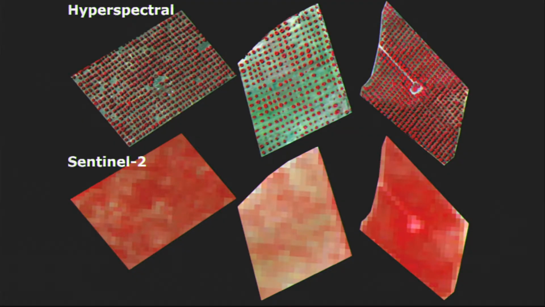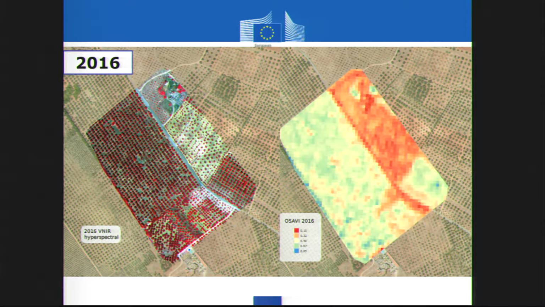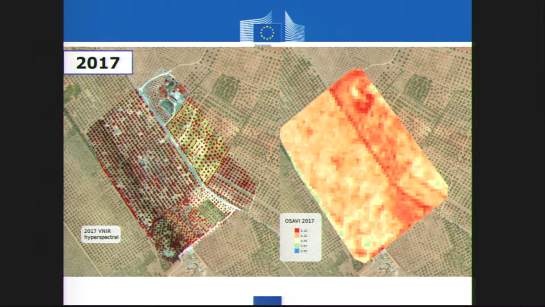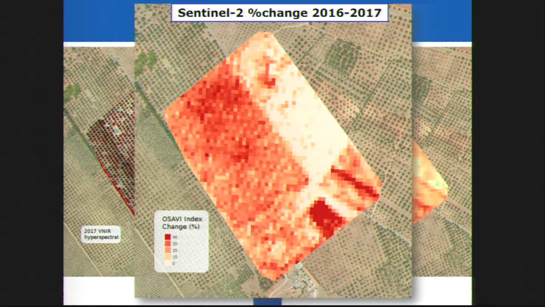This is a PhD thesis that we are supervising right now, so it's not finalized work, by Alberto Hornero from Cordoba. This is the fields in the hyperspectral, and this is the corresponding Sentinel-2 data that we get every 10 days over the same site. Because we had the field data collected and also the hyperspectral data, we could evaluate the performance of indicators from Sentinel as compared to hyperspectral and also as compared to the field data.